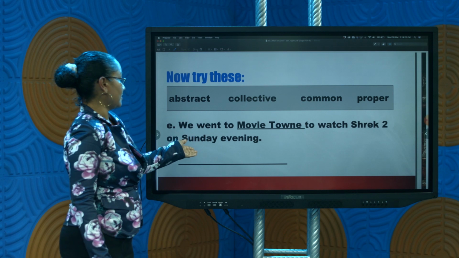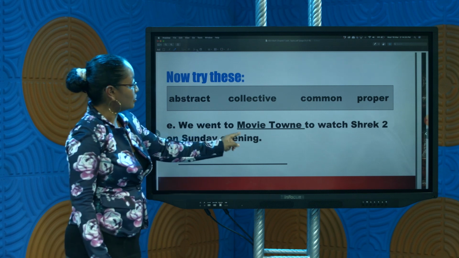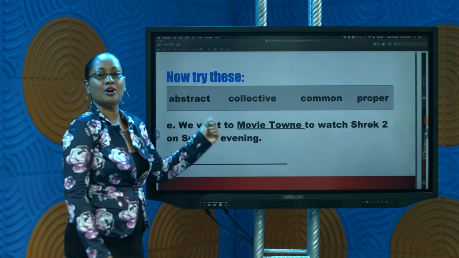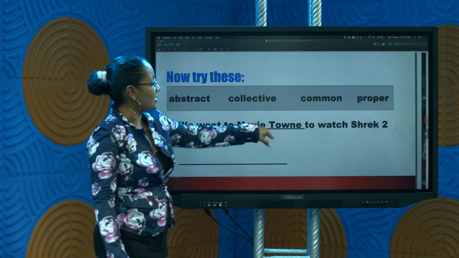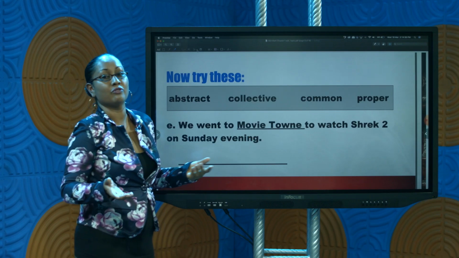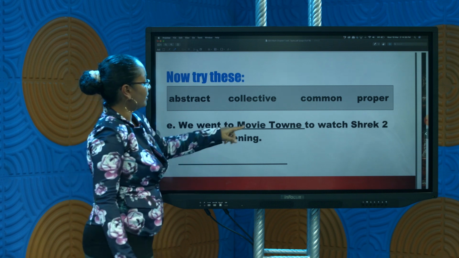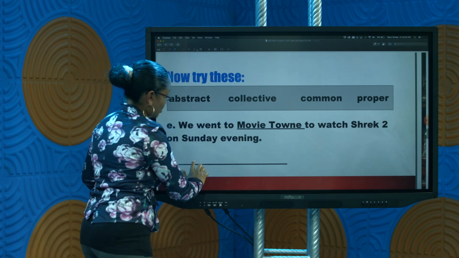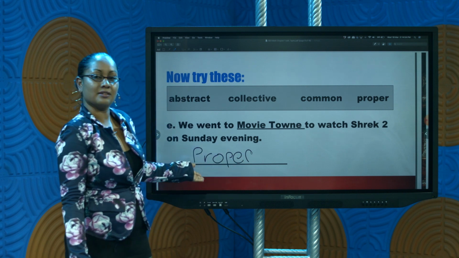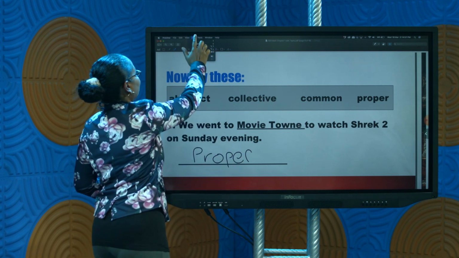There we have another example. We went to Movie Town to watch Shrek 2 on Sunday evening. There are many nouns in this sentence. However, Movie Town is the one that's underlined, and it's the name of a place, as we all know. We've all been to Movie Town. So therefore, this will be our proper noun. So therefore, we write that in our line. And I'm sure you kids have a better handwriting than me, so you would write it in your fancy letters. So let's go on.